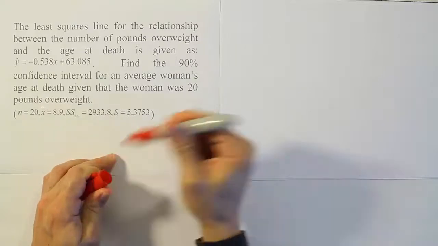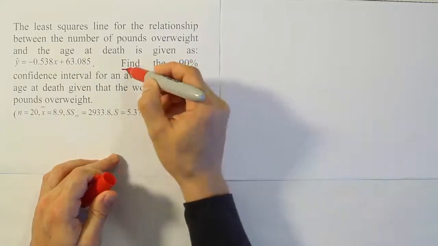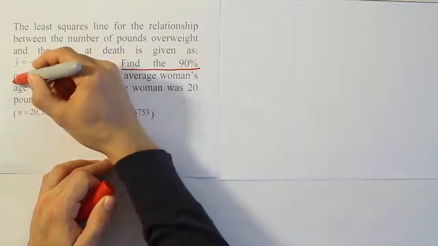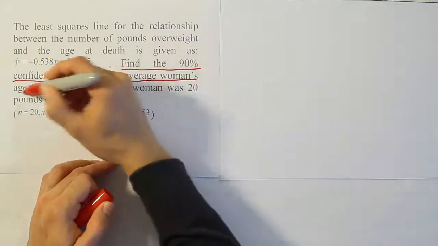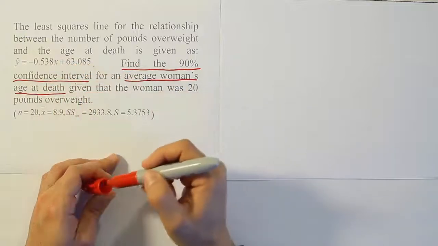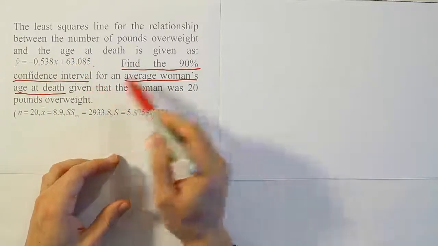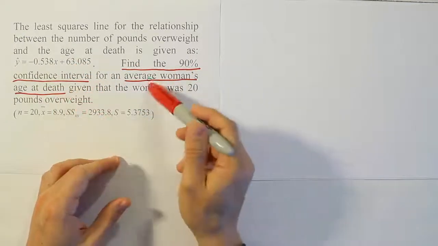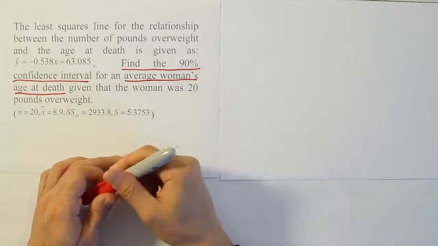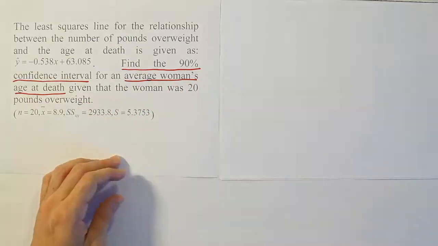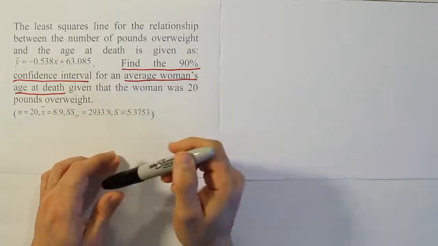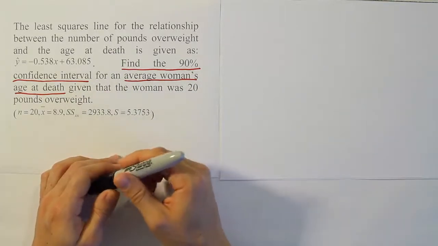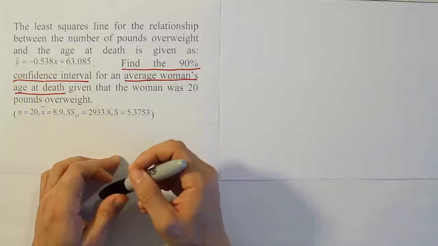Okay, so they're asking us to find the 90% confidence interval for an average woman's age at death. We're looking for the confidence interval to estimate the average age at death for a woman who is 20 pounds overweight. In this case, it's just a regular confidence interval. We're not looking for a specific woman's age at death, given that she was 20 pounds overweight, but rather for the average.